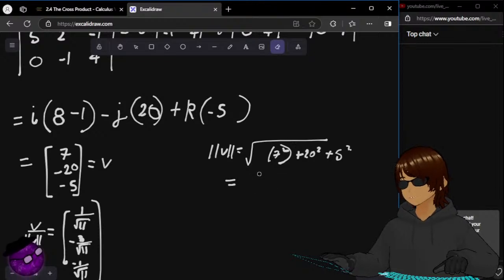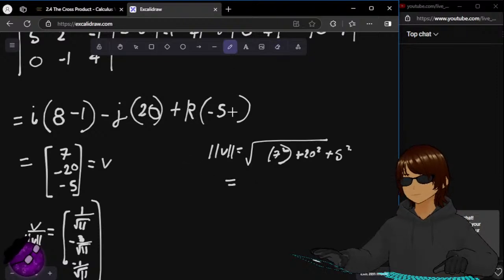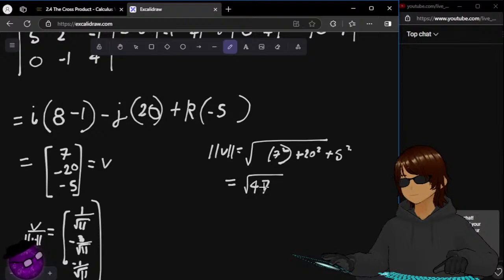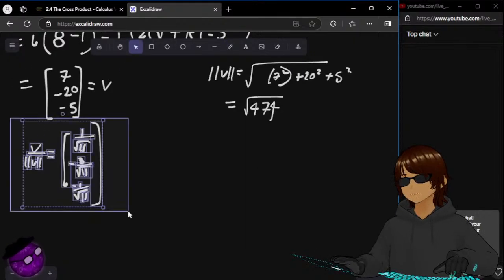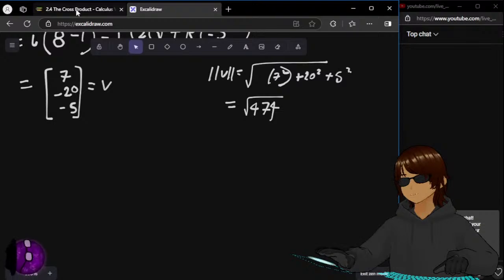So using a calculator again. Root 4. 474. And then, yeah.